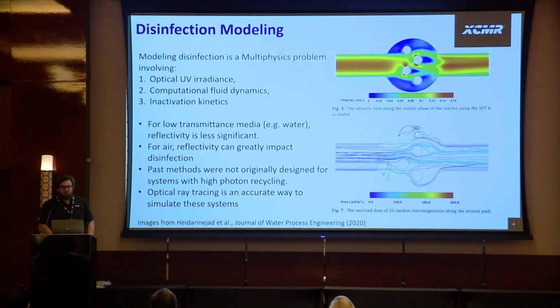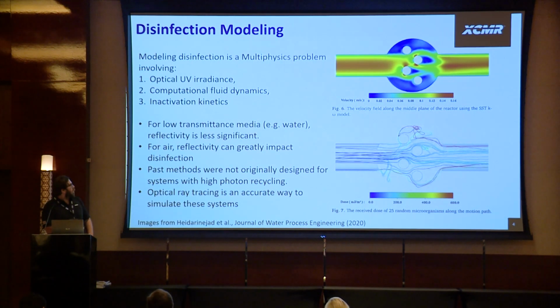Now, when you're modeling disinfection, this is where the multi-physics comes in. You have the optical UV modeling, you have computational fluid dynamics, and you have inactivation kinetics. And you have to combine all of these things to be able to determine how much disinfection is actually happening. Now, a lot of these methods have been developed for water, and sometimes those methods are applicable to air. Computational fluid dynamics doesn't care if the fluid is water or air. But when you're looking at UV disinfection and UV fluence rate fields, a lot of the past methods were developed for water, which has a transmittance of maybe 70 to 90%.